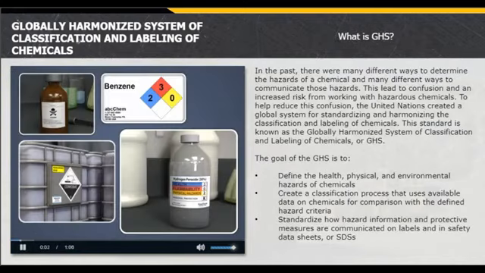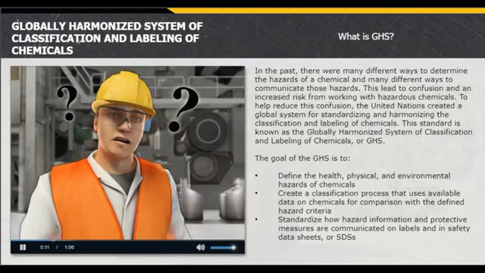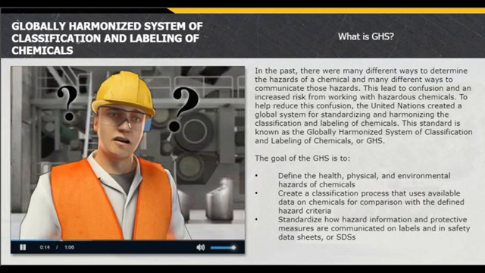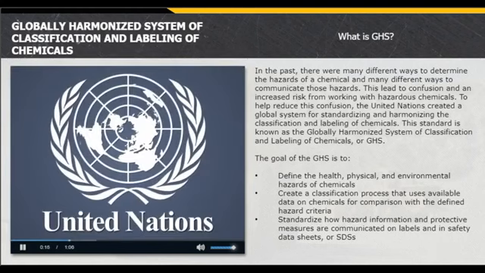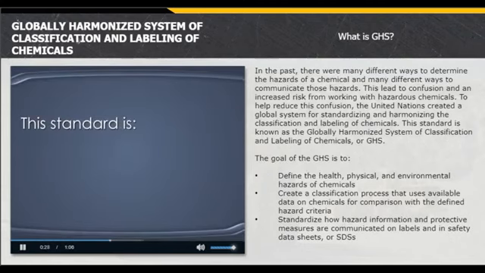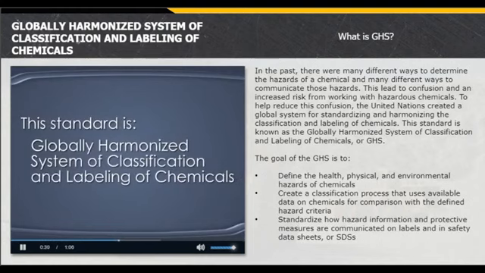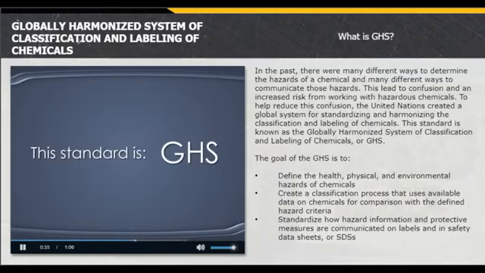In the past, there were many different ways to determine the hazards of a chemical and many different ways to communicate those hazards. This led to confusion and an increased risk from working with hazardous chemicals. To help reduce this confusion, the United Nations created a global system for standardizing and harmonizing the classification and labeling of chemicals. This standard is known as the Globally Harmonized System of Classification and Labeling of Chemicals, or GHS.